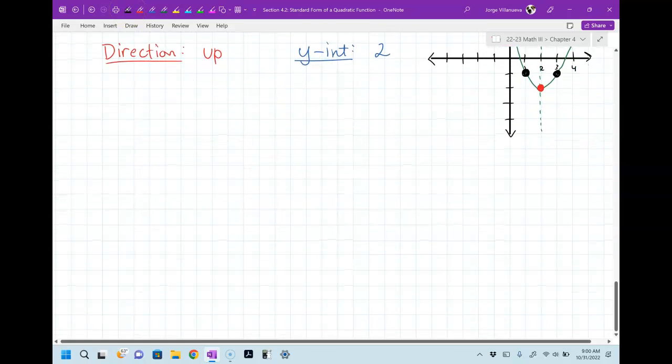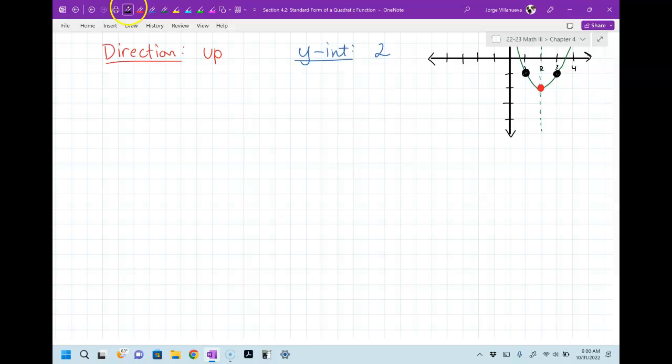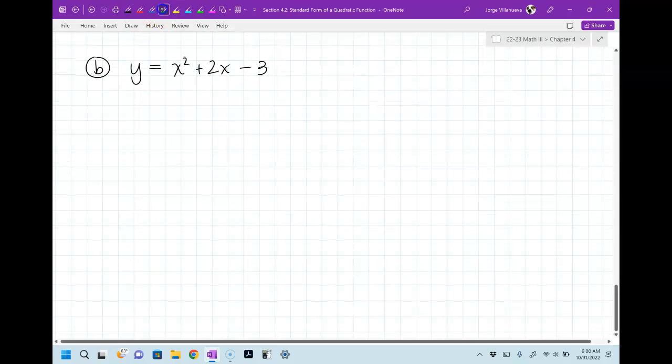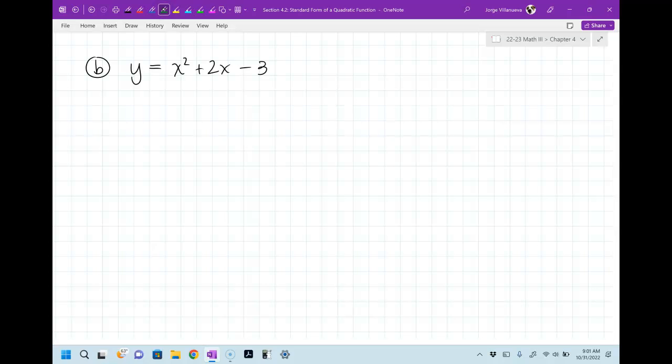And we'll do one from your homework, because so far we haven't done any of your homework problems, because most of these have been pretty easy. But let's go through one of your homework problems. So this is part B. We'll do y equal to x squared plus 2x minus 3. So we're going to do all the process and then we're done.